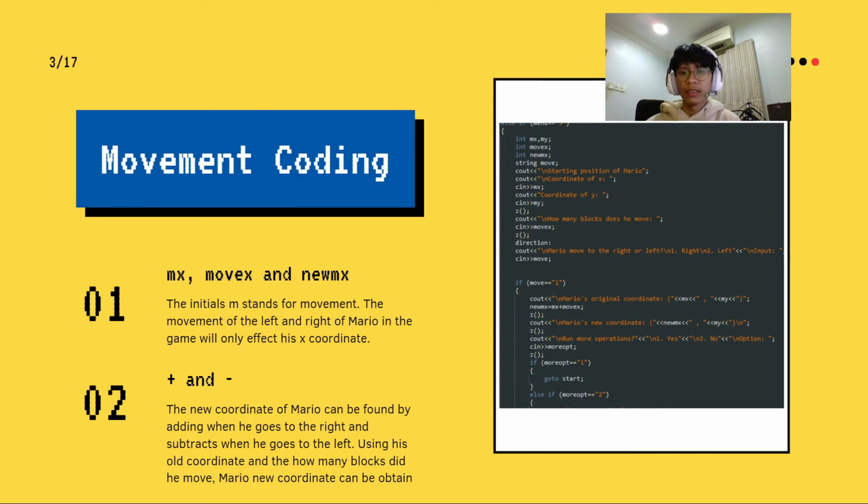The second one is addition and subtraction. The new coordinate of Mario in the game can be found by adding when he goes to the right and subtracting when he goes to the left, just to simplify it. Using his old coordinate and how many blocks he moved from it, Mario's new coordinate can be obtained just by adding and subtracting.